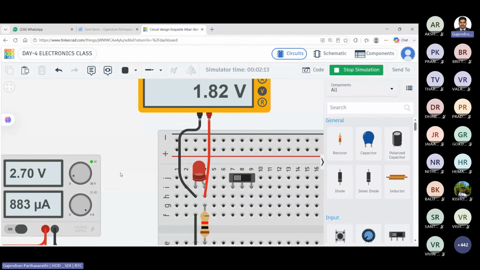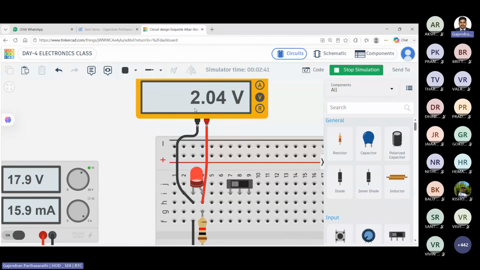Earlier we had 1.89 volt, no? Can you compare the brightness of the earlier case and right now? Dim, very good engineer. Now I am increasing the voltage little more, little more. Please observe the LED voltage. My power supply voltage I increased to 17.9 volt. But please observe, my LED voltage has not exceeded more than 2 volt.